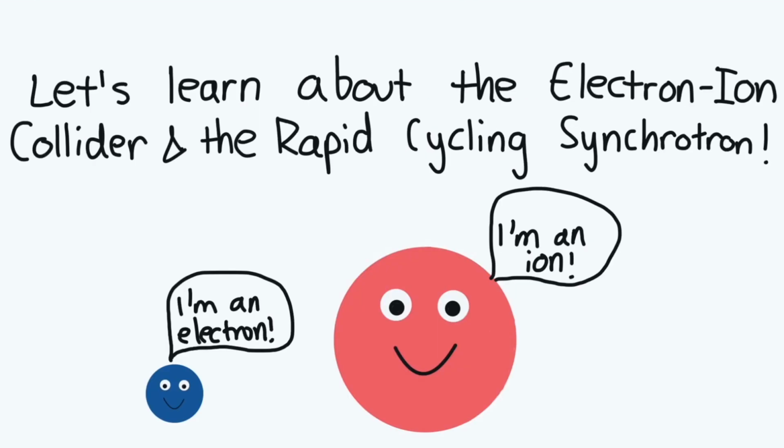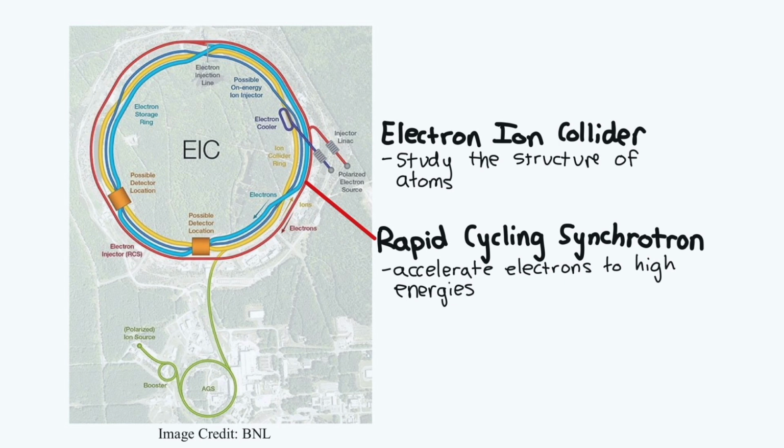First, let's find out more about the electron-ion collider and the rapid cycling synchrotron. The electron-ion collider is a new accelerator that's currently being designed to study the atomic structure. We'll collide electrons and ions in order to do so. The rapid cycling synchrotron will be responsible for accelerating electrons up to high energies to collide with the ions to hopefully discover more about the structure of atoms, and more specifically the strong force in gluons.